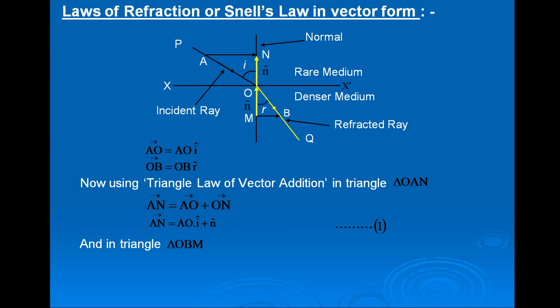And in triangle OBM, vector MB is equal to vector MO plus vector OB, or MB vector is equal to N cap plus OB into R cap, because vector MO is the N cap unit vector and vector OB is equal to magnitude OB into unit vector R cap. Put this as equation number 2.